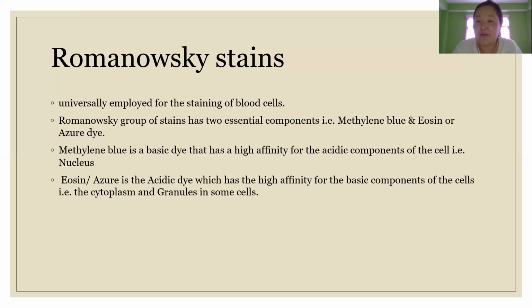Okay, so this is the basic principle behind Romanowsky stain. Romanowsky stain has two components. One is methylene blue, the other is eosin. Methylene blue is a basic dye. It will stain the acidic component of a cell, which is the nucleus. Similarly, eosin is an acidic dye. It stains the basic component of a cell, which is the cytoplasm or granules of some cells. Okay, so these are the basic principles of Romanowsky stains.